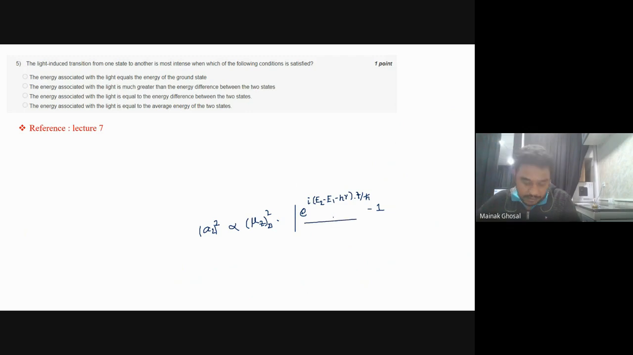Professor Arjun has derived that. So it will be like E2 minus E1 minus h nu. So it will also be squared, and this term is also squared. So I cannot take this.